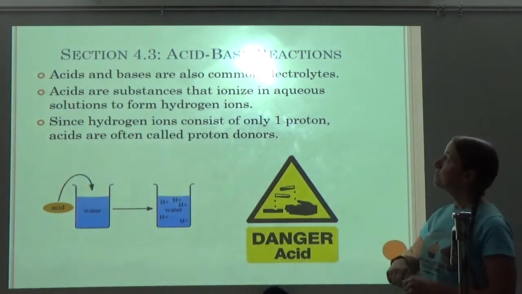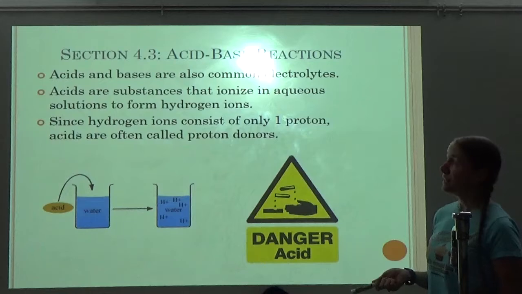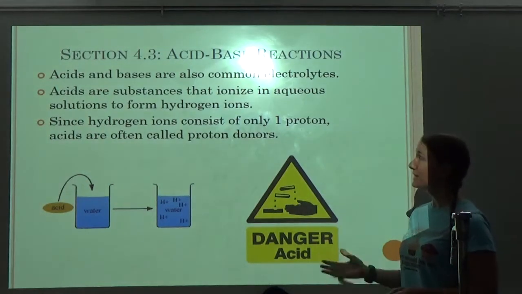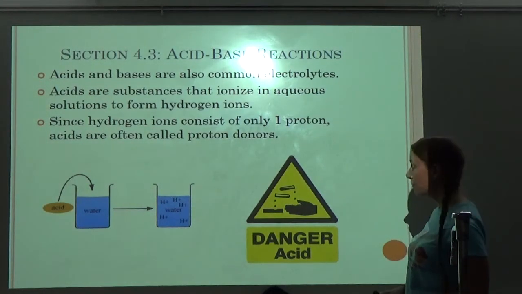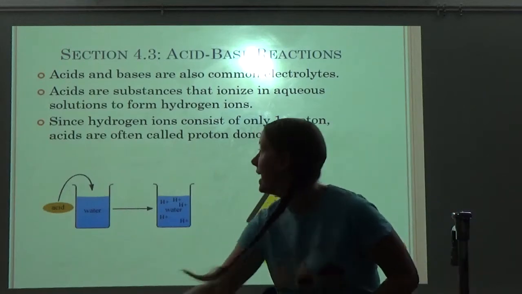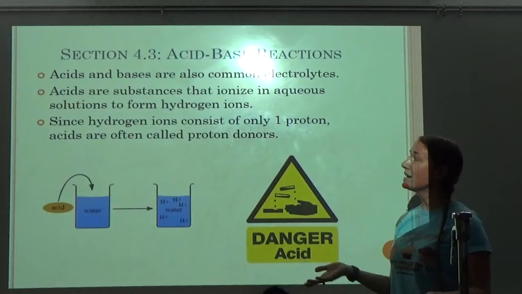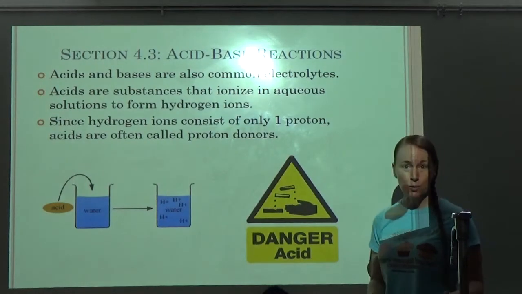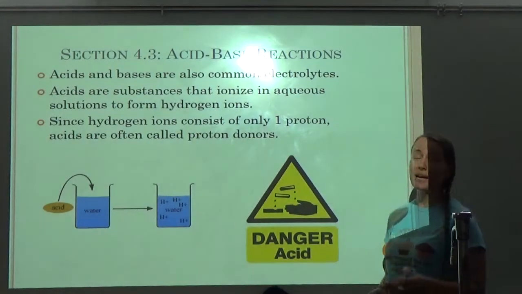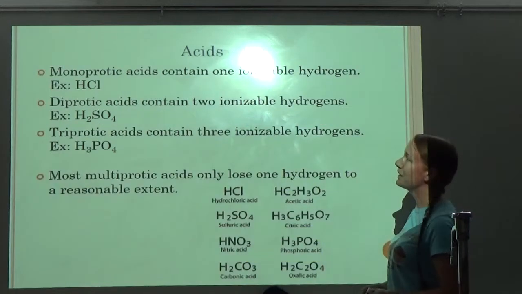So acids and bases are also common electrolytes. Acids are substances that ionize in aqueous solutions to form hydrogen ions. And hydrogen ions consist of only one proton, so acids are often called proton donors. Okay, so we talked about that back in Honors when we learned about acids and bases.